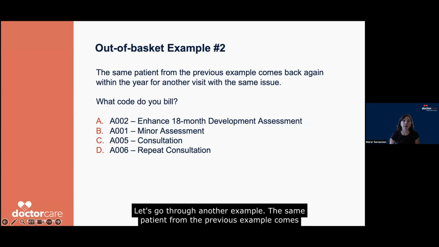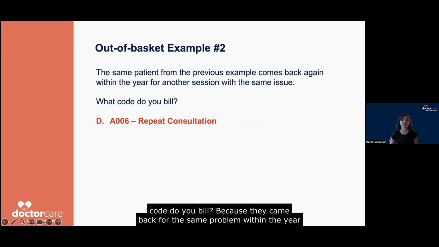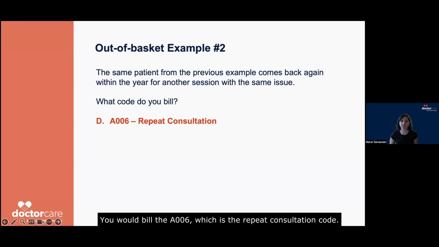Let's go through another example. The same patient from the previous example comes back again within the year for another session with the same issue. Now what code do you bill? Because they came back for the same problem within the year, you would bill the A006, which is the repeat consultation code.